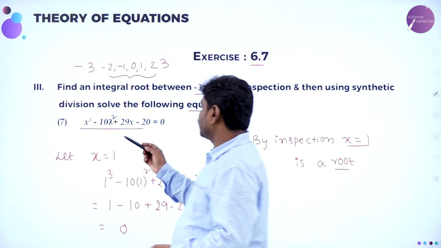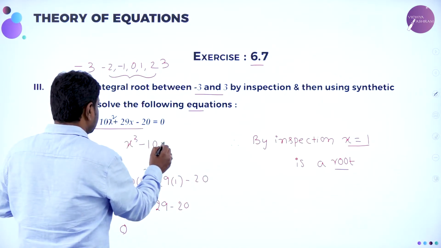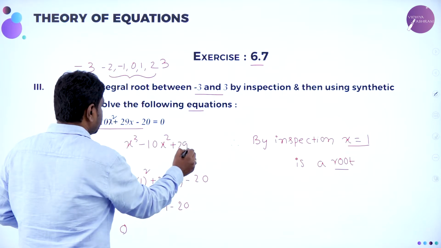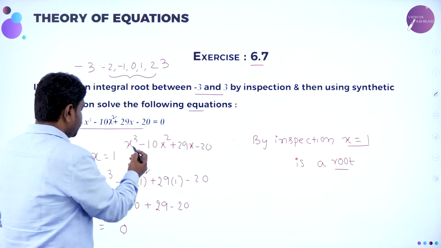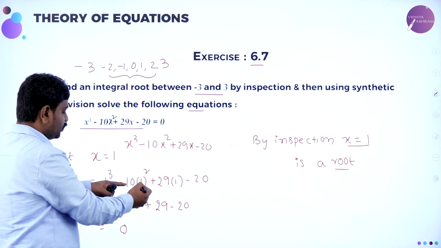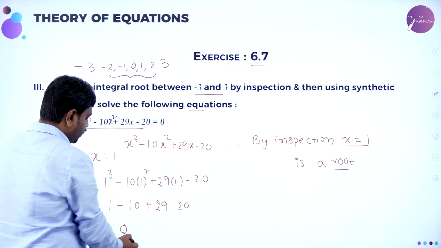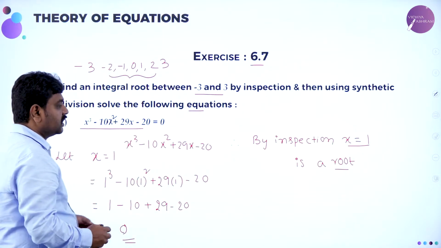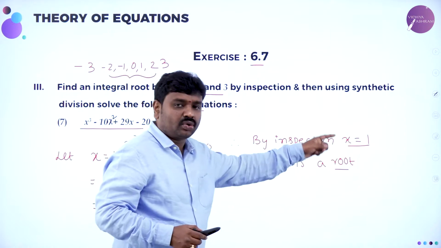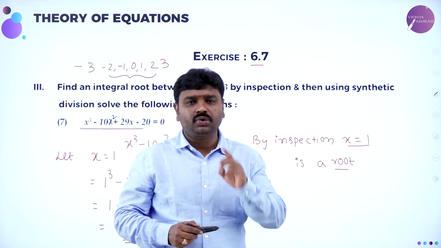What is the LHS of the equation? Here the LHS of the equation is x cube minus 10x square plus 29x minus 20. In the place of x, if you put 1, it will become 1 cube minus 10 into 1 square plus 29 into 1 minus 20. Simplify, you will get 0, that is you will get RHS. Therefore, by inspection, x is equal to 1 satisfies the equation, therefore x is equal to 1 is a root. Now we got one root.